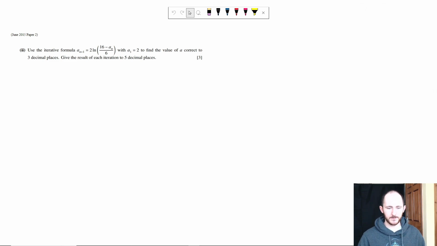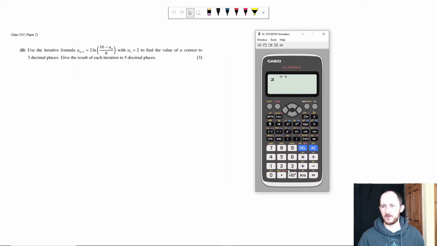What I would do, and this is pretty specific, is get a1, so I press 2 equals. And then I'm going to rewrite the exact same formula. However, instead of an, I'm going to press the ans button. The reason for this is the ans button stores whatever your last answer was. So in my case, it's going to be 2. When I press equals, it's going to take whatever that answer is and sub it in for me. So essentially, I can do iteration by just continuously hammering the equals sign over and over again. Okay. So we do need to give each iteration to 5 dp, which is a bit frustrating.